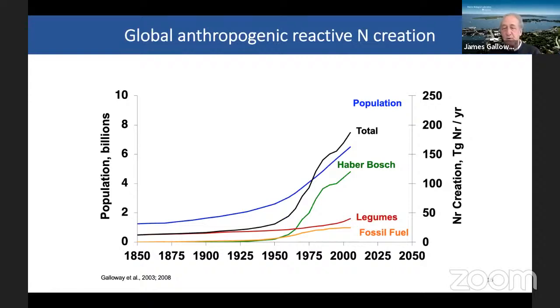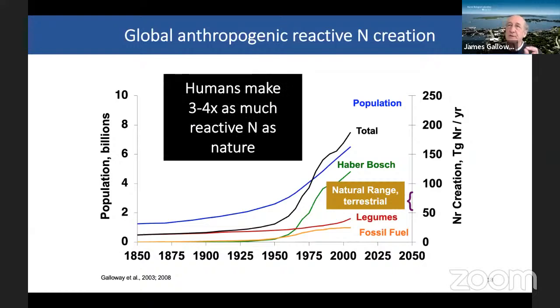Here's the total, around 200 teragrams of nitrogen now. Here's the natural range for biological nitrogen fixation on continents: 60 to 70 to 80 teragrams in nature. And so it's a fact that humans make 3 to 4 times as much reactive nitrogen as natural terrestrial systems.